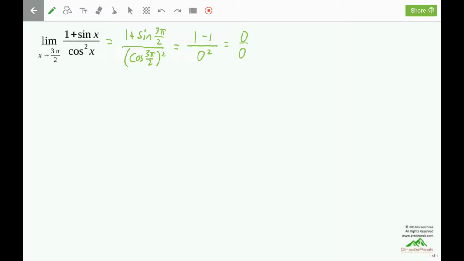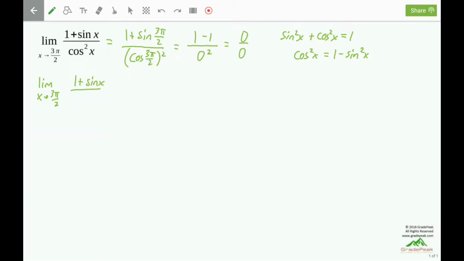Since we have a squared form of one of the trig functions, we can try one of the Pythagorean trig identities. We know that the sine squared of x plus the cosine squared of x equals 1, and therefore the cosine squared of x equals 1 minus the sine squared of x. And we can replace the denominator with 1 minus sine squared of x.